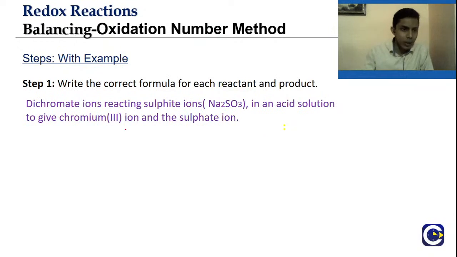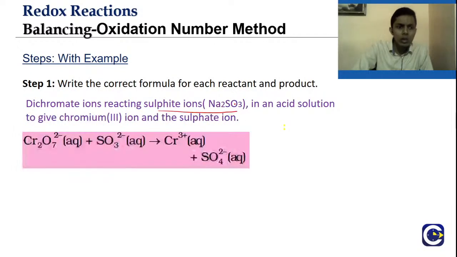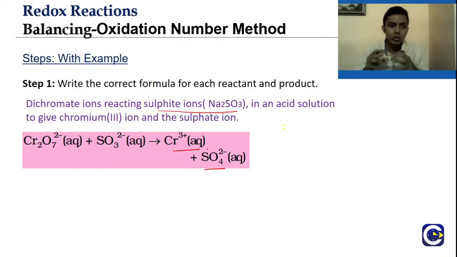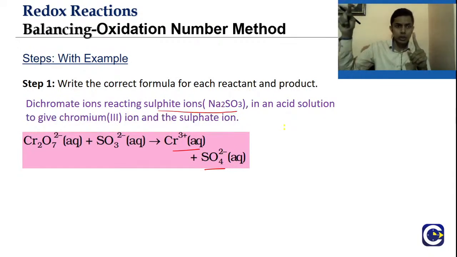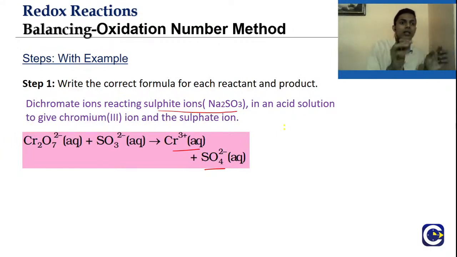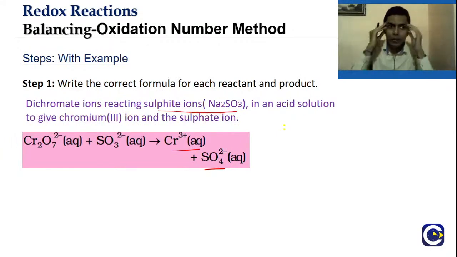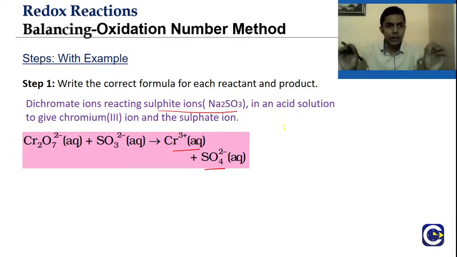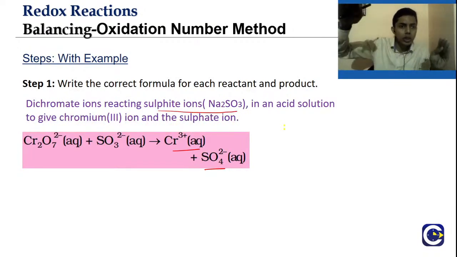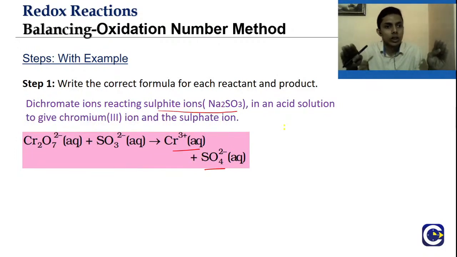So this is one example: dichromate ions reacting with sulfide ions to form chromium ion and sulfate ion. In this technique, initially we will see how much is the increase in oxidation number and we try to balance that with the decrease in oxidation number. Remember this. In both the techniques, finally this is what we are going to do. But in the oxidation number method we approach in one particular way and in the half reaction method we approach in another way. But the point is that the increase in oxidation number should be balanced by the decrease in oxidation number.